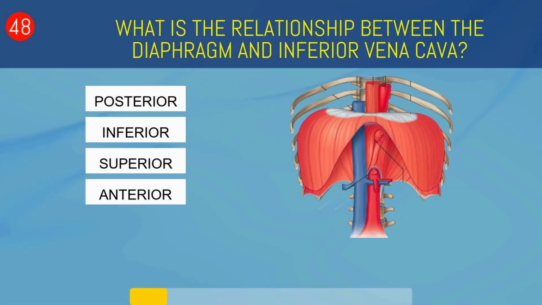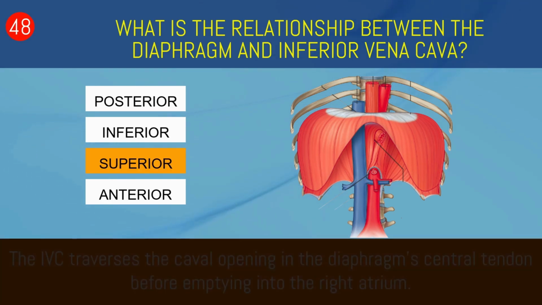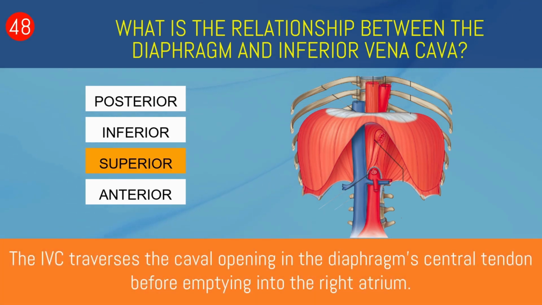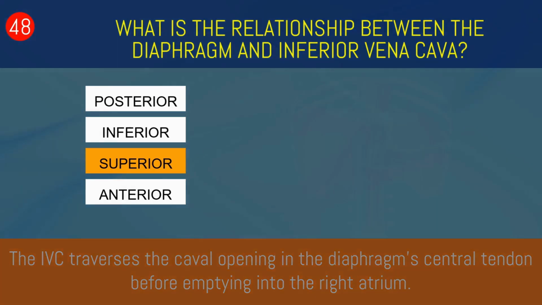What is the relationship between the diaphragm and inferior vena cava? Posterior, inferior, superior, or anterior? Superior. The IVC traverses the caval opening in the diaphragm central tendon before emptying into the right atrium.